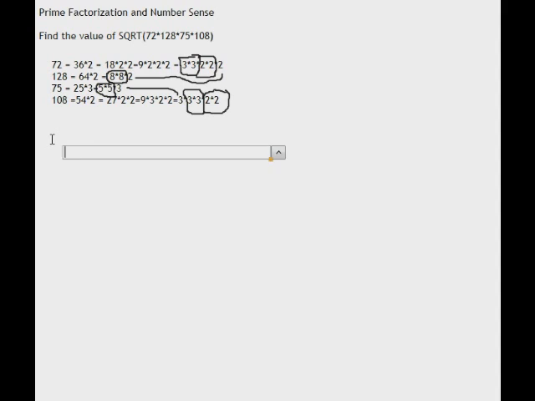So what we'll have is 3 times 2 from the 72 times an additional 2 from that pairing from here and here times 8 times 5 times 3 times 3 times 2. And that's going to give us our final value. So 3 times 2 is equal to 6.